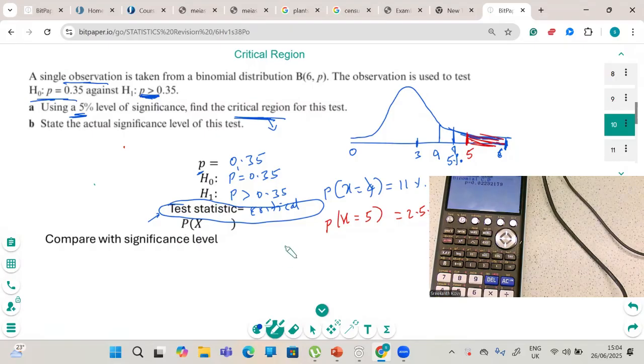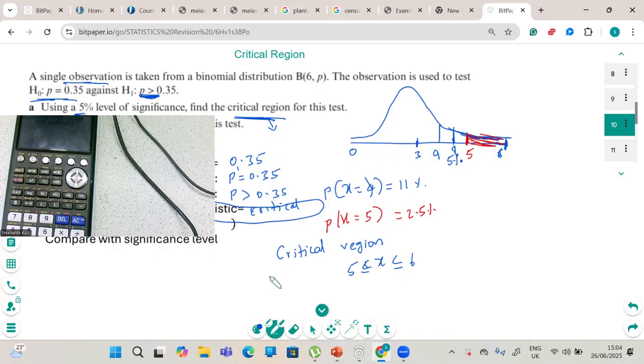So you would write critical region is x less than or equal to 6 and more than or equal to 5. I hope this is okay. And now you go to the question: find the critical region for this test. As they're asking for critical region, we started with the right one. We also find the left one as well.